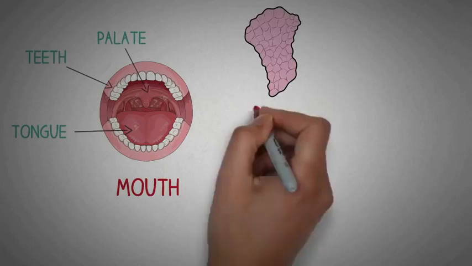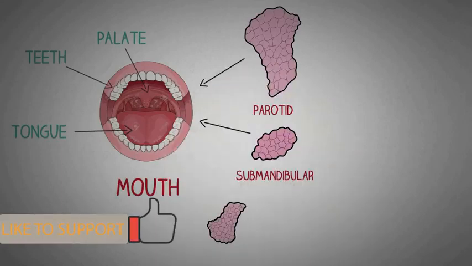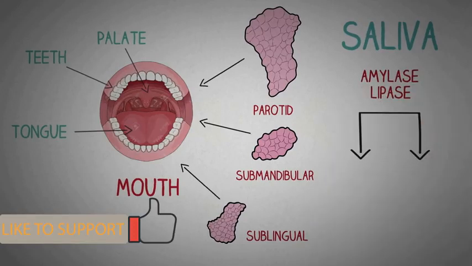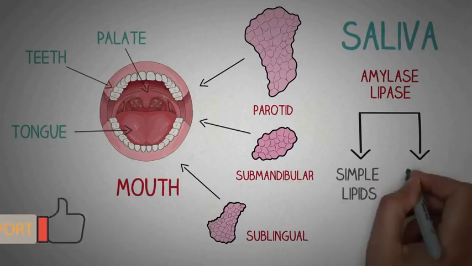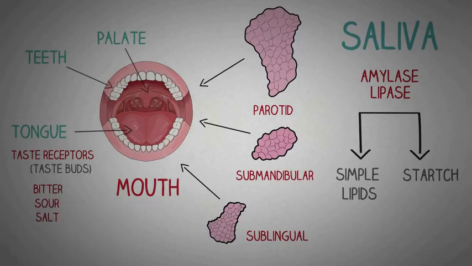The parotid gland, the submandibular gland, the sublingual gland, and also many minor salivary glands. The saliva contains two important enzymes, the amylase and the lipase, which help to start the digestion of starch by breaking it into smaller sugars, and fats into simple lipids. The tongue also contains thousands of taste receptors contained in structures known as taste buds. These give the information about the four basic tastes.